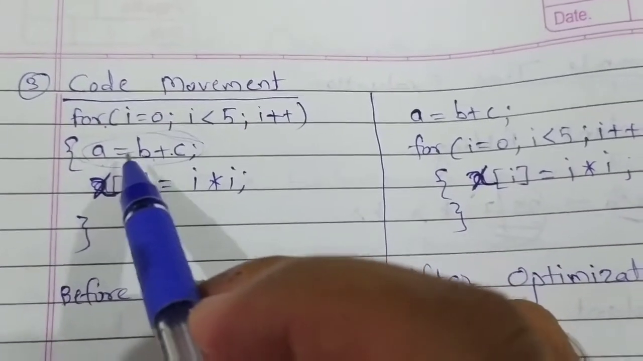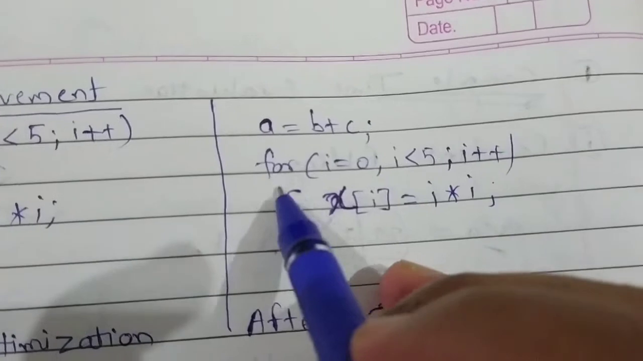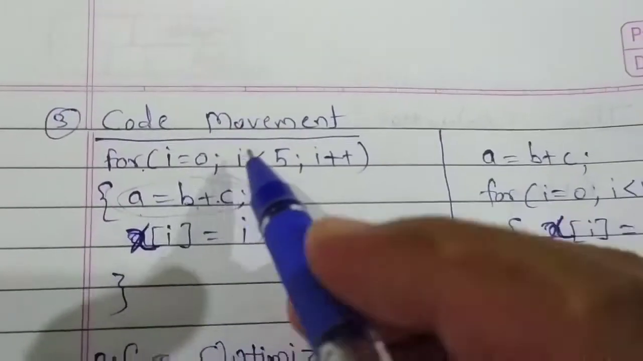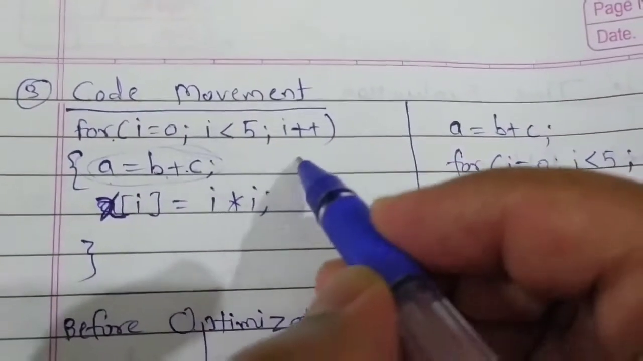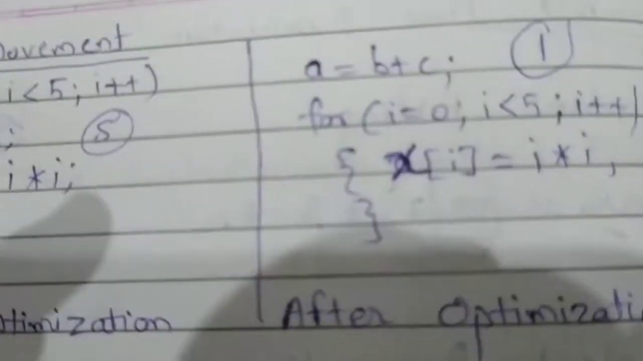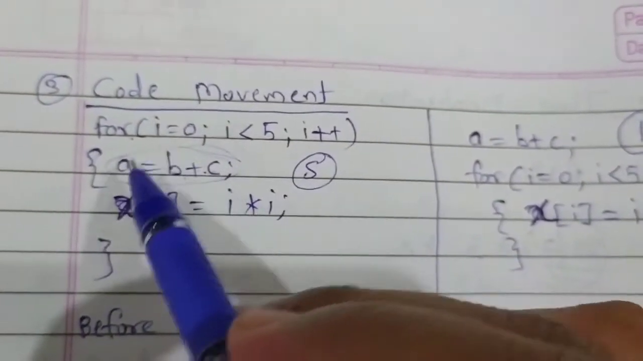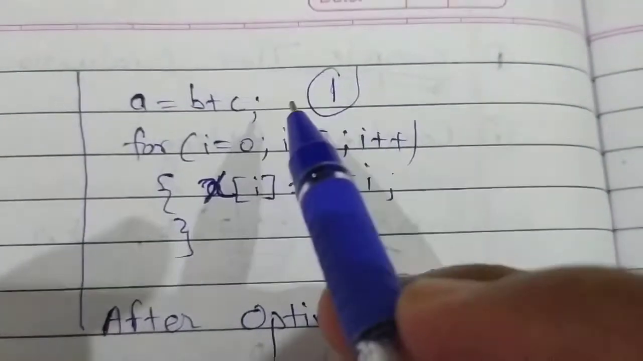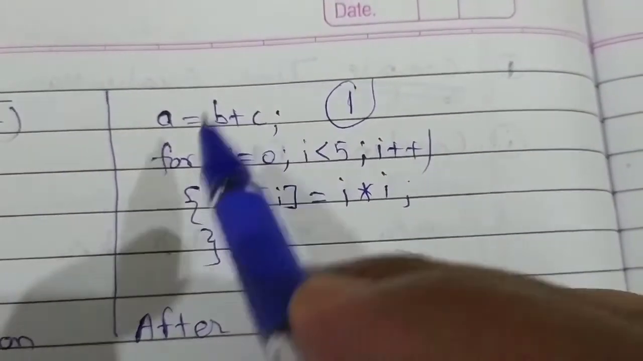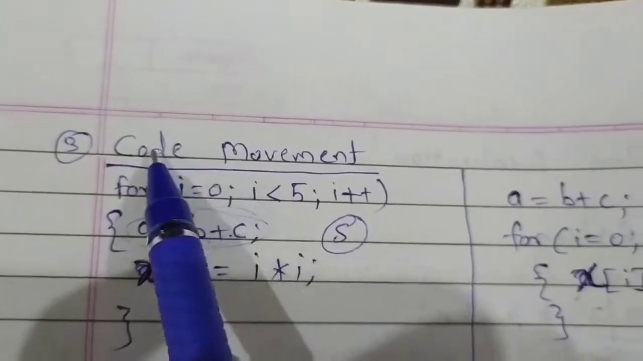So if you change its position, if you take it outside this for loop, so here it was executing 5 times. Now here it will execute 1 time and it will not affect the final output, and it will also reduce the computation. So here it was executing 5 times, here it is executing just 1 time. So overall we have reduced the computation. So this technique is called code movement.